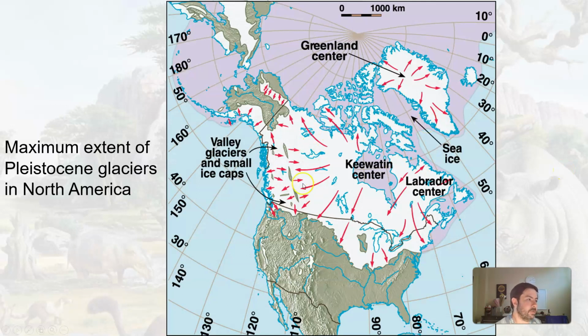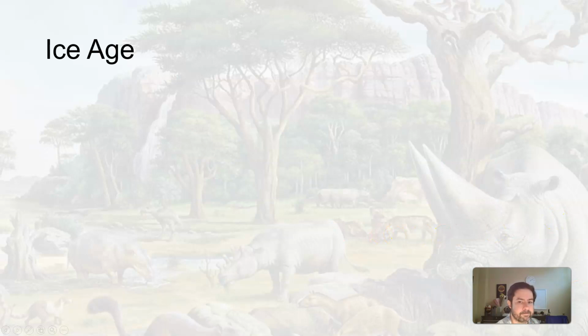So this image shows the maximum extent, how far south, at least in North America, the glaciers moved during the Pleistocene. Out in the west, it just barely covered across what is now the Canadian border. But over in the east, the Midwest and east, it reached down into Nebraska, Illinois, Indiana, Ohio, New York, Massachusetts, on down. So it did reach in a pretty good ways.